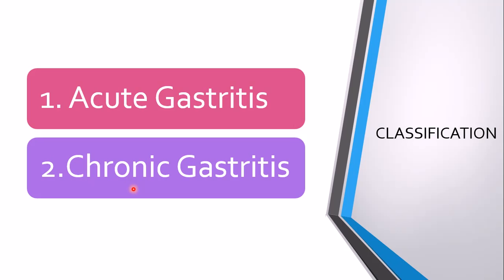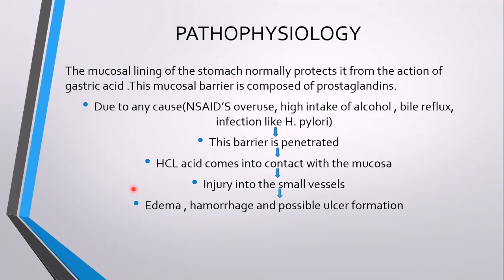So moving on to the pathophysiology. The pathophysiology says that the mucosal lining of the stomach normally protects it from the action of gastric acid, which is HCl. The mucosal barrier is composed of prostaglandins. Now I put this flow chart. If you are in your first year, you must not be seeing this; obviously it comes in second year mid search. Any pathophysiology, you don't have to write para and para. It comes in a flow chart with arrows.